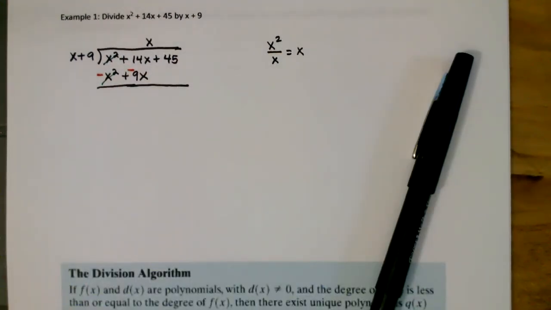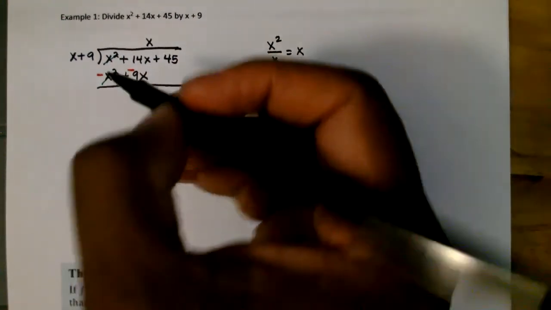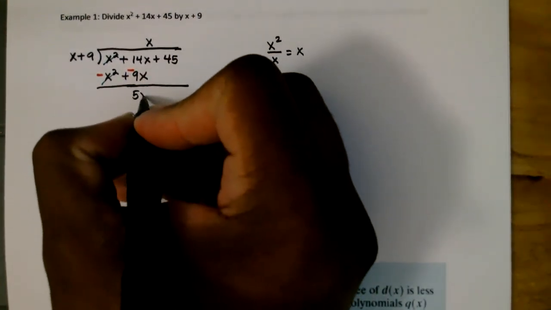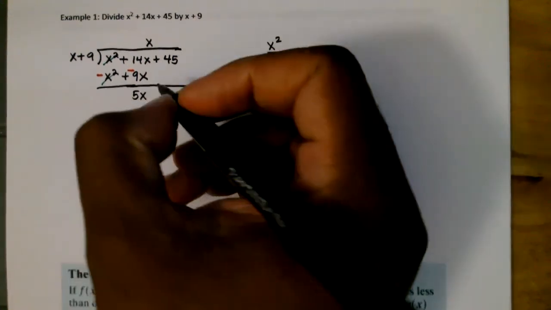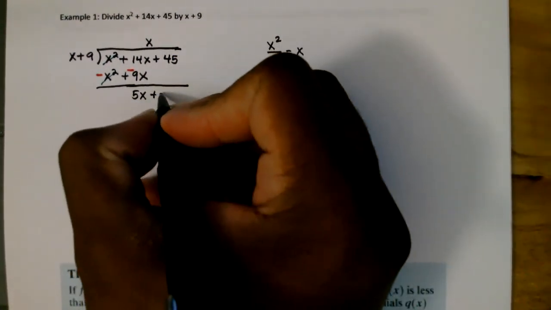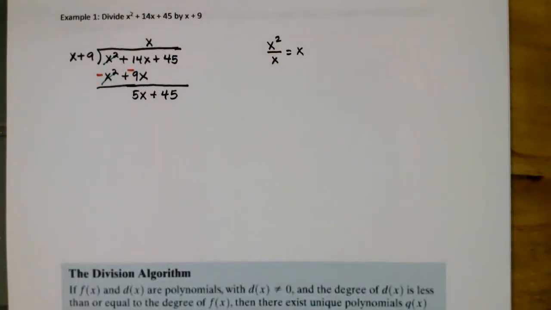And then 14x plus negative 9x, or you can say 14x minus 9x, will be 5x. And then we bring down the next term, which is plus 45. And then we're going to repeat that process.